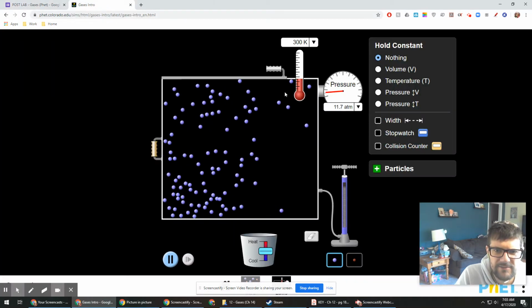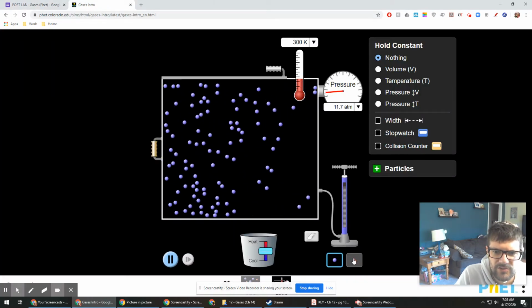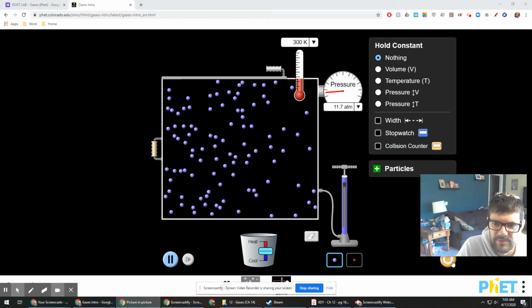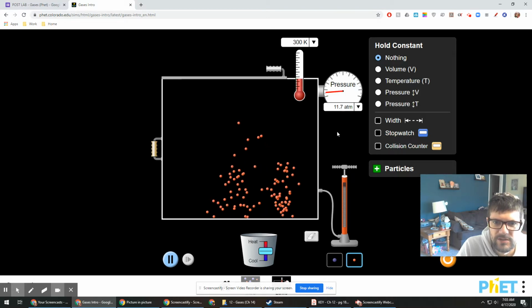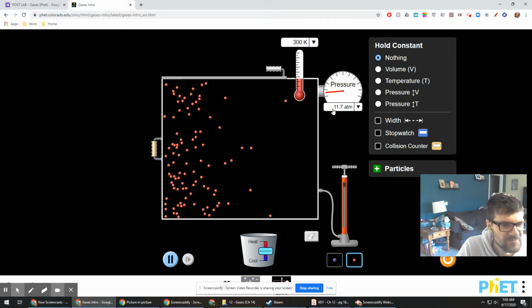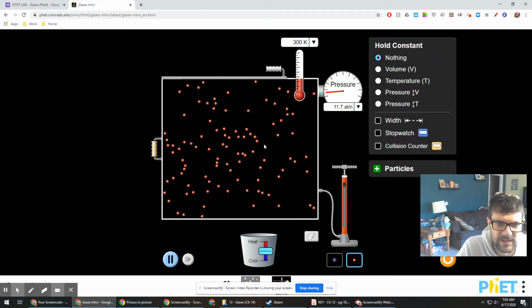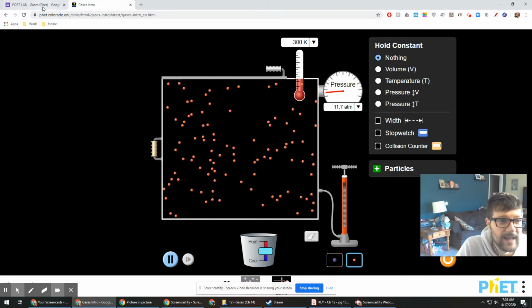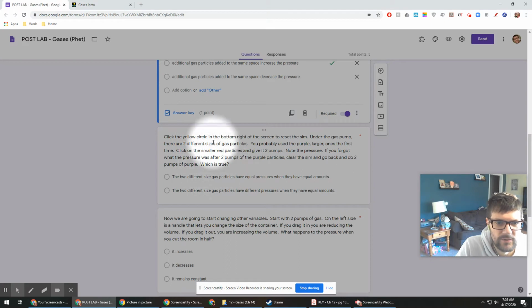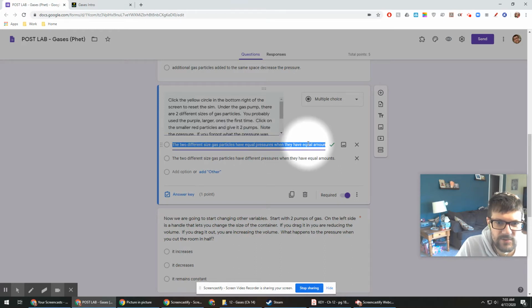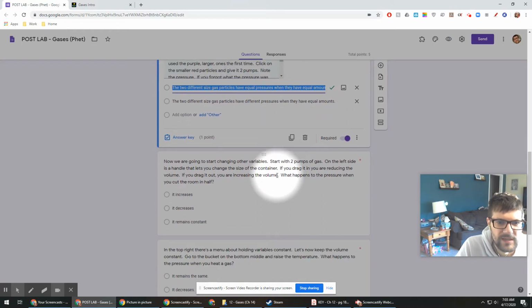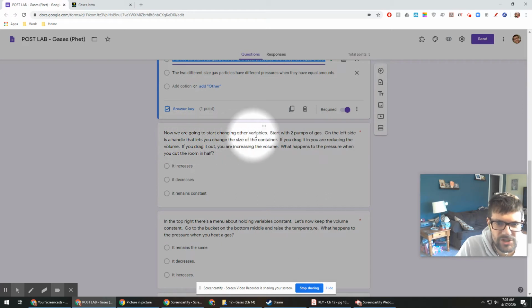So remember, we were at 11 something over here. So let's reset it. Oops, it's under my picture. Reset it. Click on the smaller gas particle, and again, we're going to give it 2 pumps. 1, 2. Notice that it is still 11.7. So the fact that we gave 2 pumps of a smaller gas did not matter for the overall pressure. So here's my answer. The 2 different size gas particles have equal pressures when they have equal amounts. Boom, there we go.